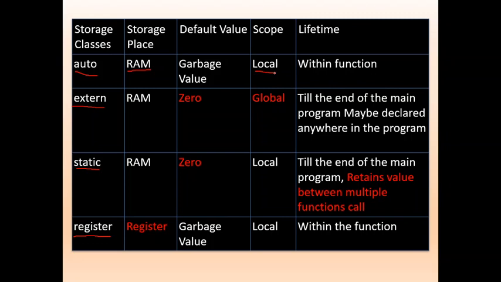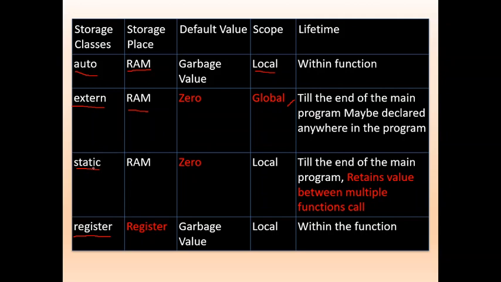Next one is external. External default storage location is RAM, and its initial value will be 0. You see, for auto the default value is garbage, and for extern the default value will be 0. Its scope is global. Global means its scope is throughout the program. It retains its value till the end of the program. Lifetime is till the end of the program.